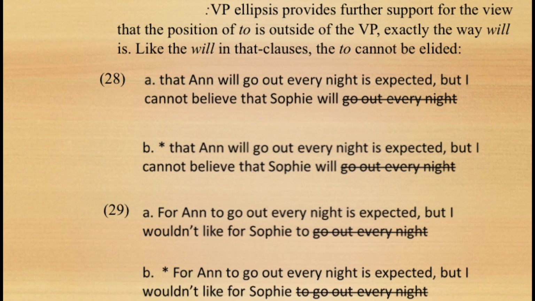VP ellipsis provides further support for the view that the position of 2 is outside of the VP, exactly the way will is. Like the will in that clauses, the 2 cannot be elided. That Anne will go out every night is expected, but I cannot believe that Sophie will go out every night. Will go out every night is being elided. That Anne will go out every night is expected, but I cannot believe that Sophie will go out every night.